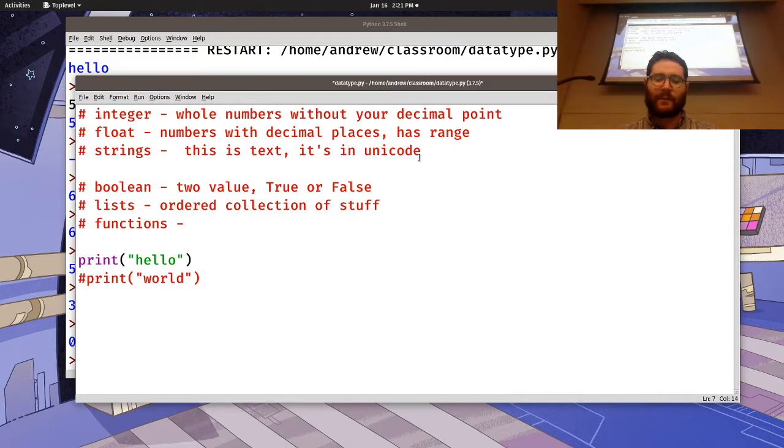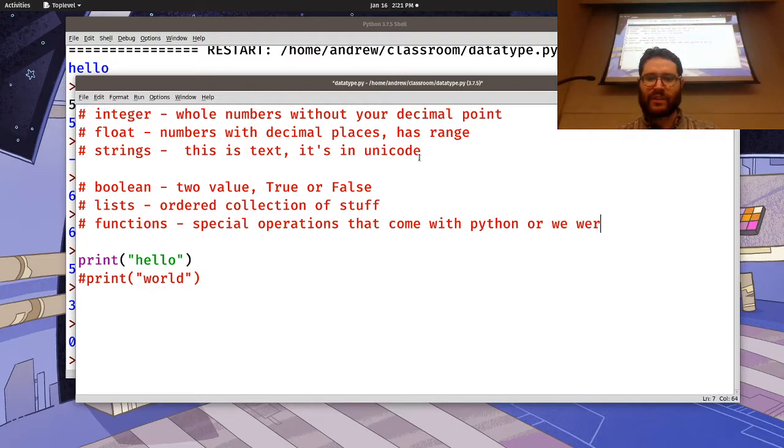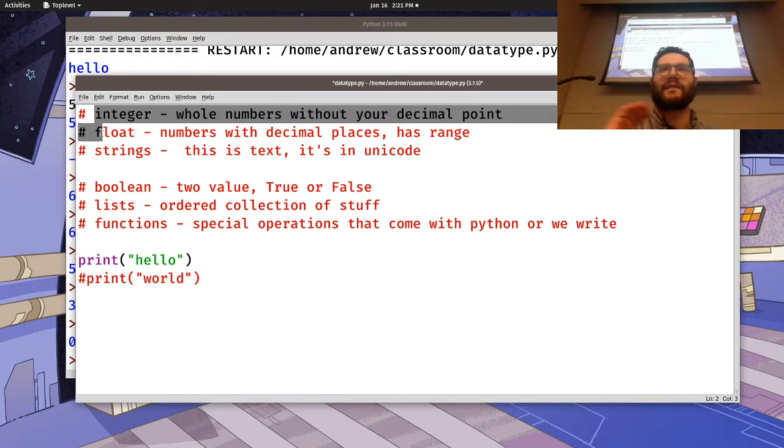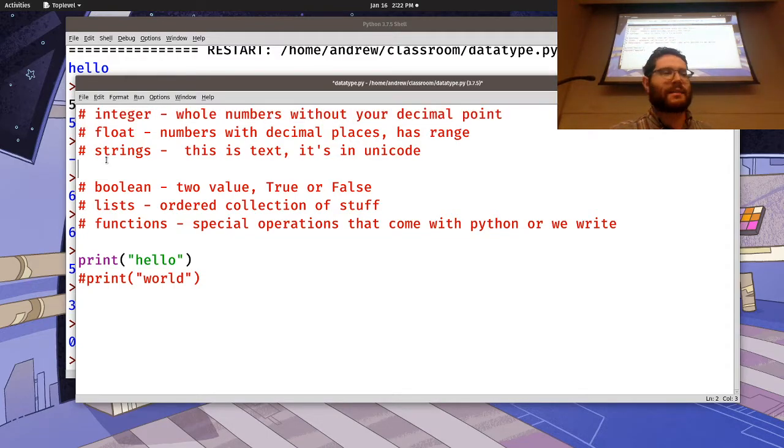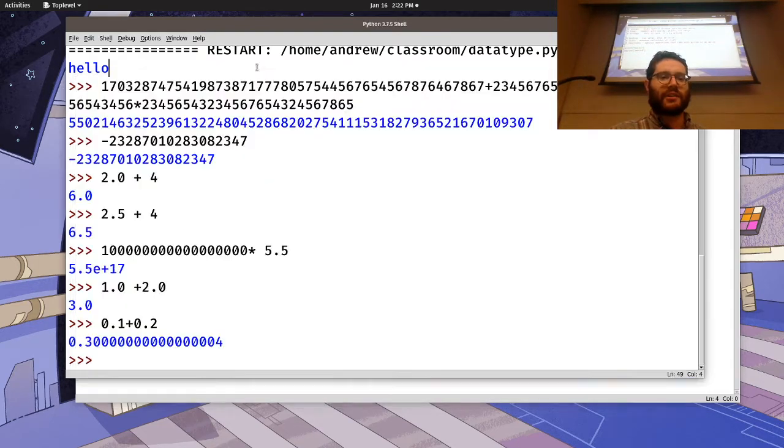Functions, which are special operations that either come with Python or we write. So these are the basic data types. The stuff that, in the beginning of the semester, we really work with are floats and integers, which pretty much operate the exact same way. Just one has a decimal point and one doesn't. And strings, which is text, and you'd expect text to work a bit differently. So let's go ahead and see what operations we have.